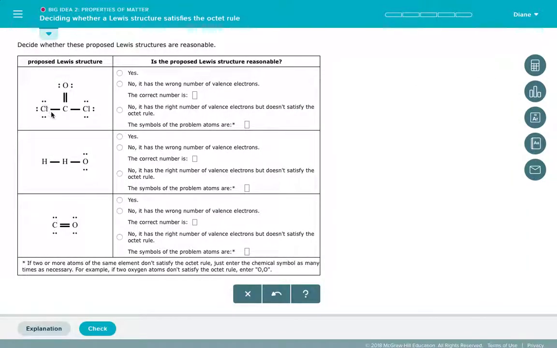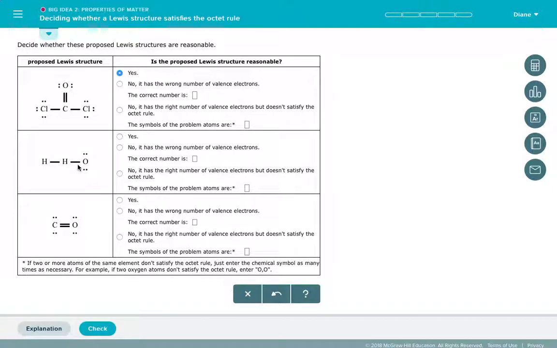2, 4, 6, 8, 10, 12, 14, 16, 18, 20, 22, 24. We have the right number of valence electrons. Now we have to make sure that each element has 8. 2, 4, 6, 8. This one follows the rules.